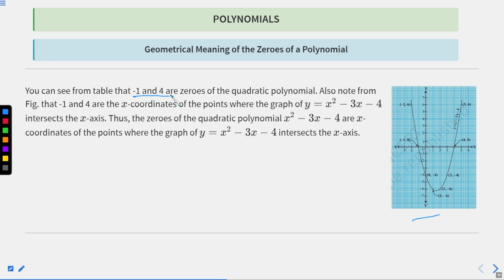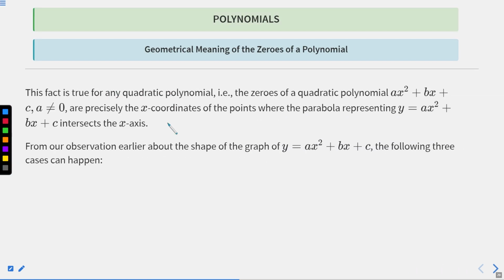Okay, this fact is true for any quadratic polynomial. That is, the zeros of a quadratic polynomial ax square plus bx plus c, where a is not equal to 0, are precisely the x coordinates of the points where the parabola representing y is equal to ax square plus bx plus c intersects the x-axis. Okay, so zeros of a quadratic polynomial are precisely the x coordinates of the points where the parabola y is equal to ax square plus bx plus c intersects the x-axis.